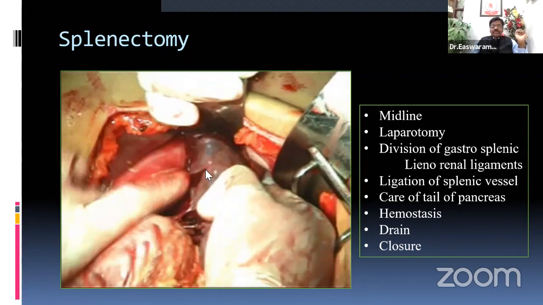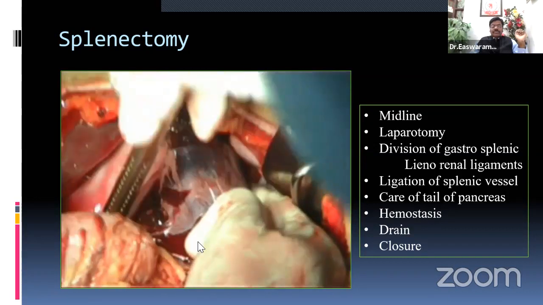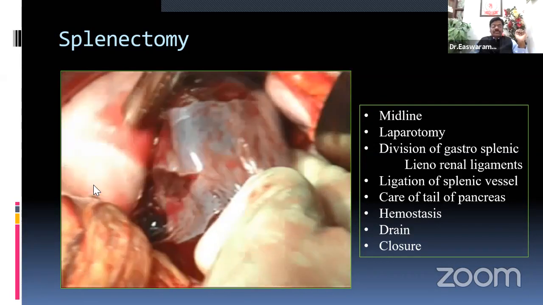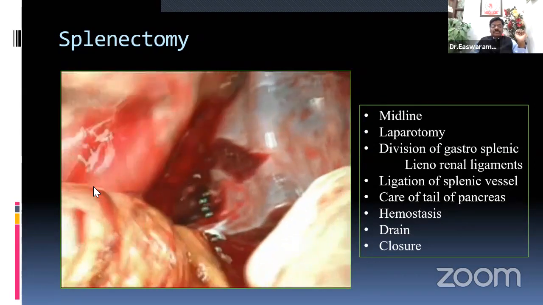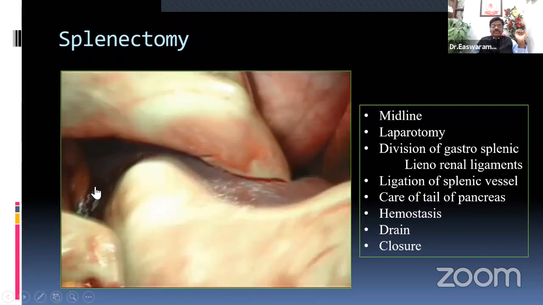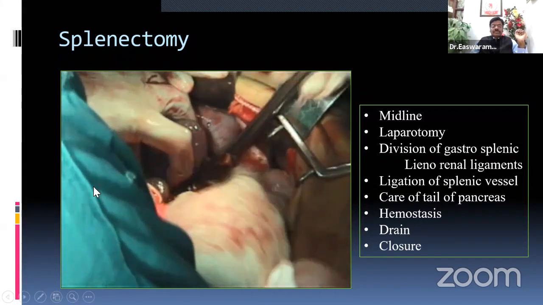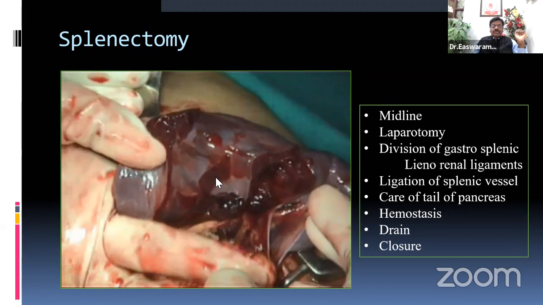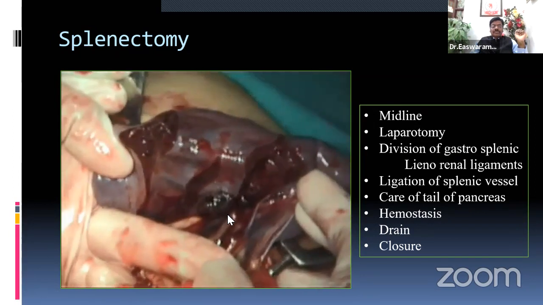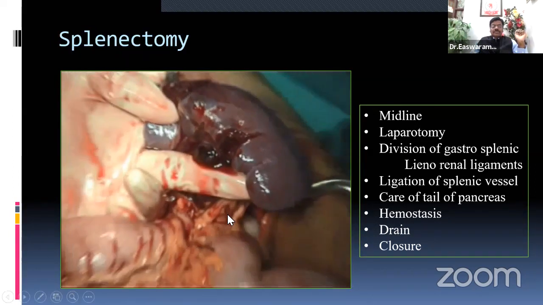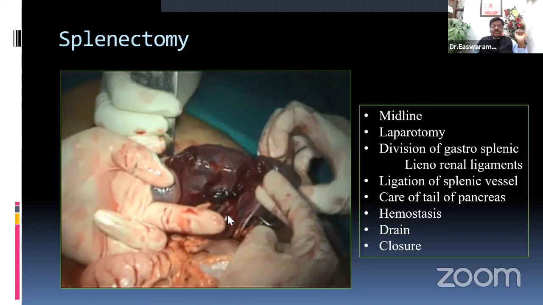There are multiple lacerations in the spleen, and one of the lacerations was going right to the hilum of the spleen, and in those situations it is very difficult to preserve the spleen. As you can see clearly in this view, the extent and severity of the laceration. So this patient underwent splenectomy.